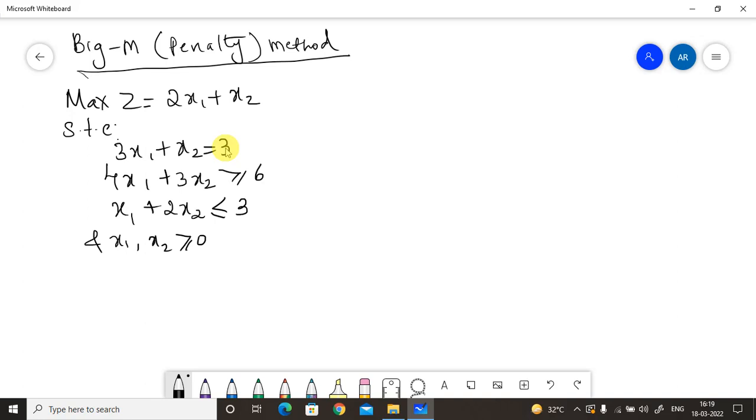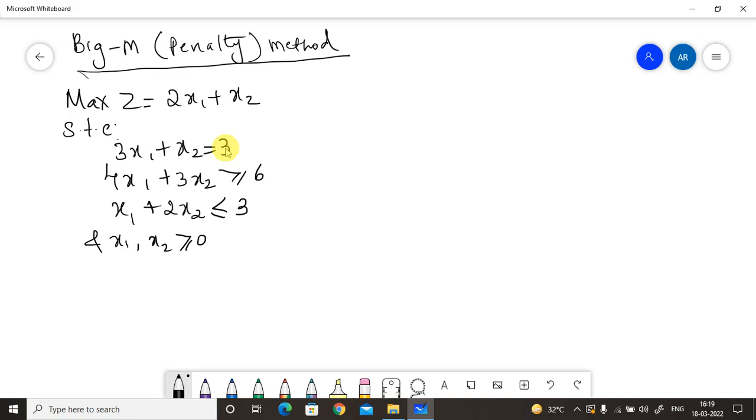Then we will derive the initial basic feasible solution for the given problem, and using the same tabular method we will solve the problem. Here M represents the penalty. So let us see how we can solve this problem.